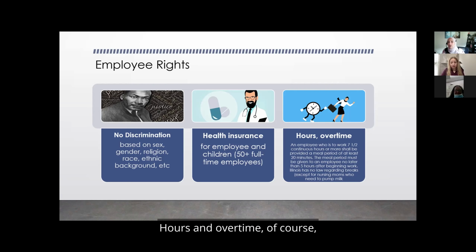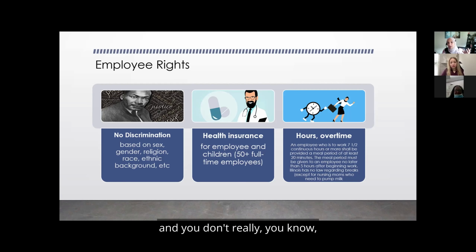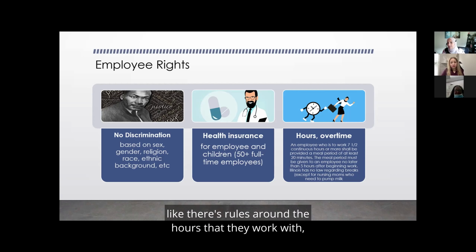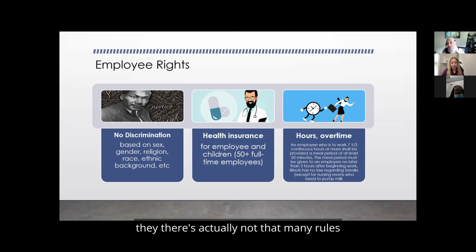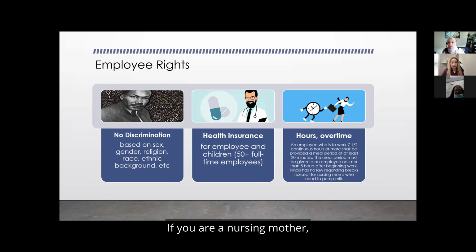Hours and overtime, of course, when it comes to independent contractors, you don't have to pay them overtime if you're the employer, and there are no rules around the hours that they work if they're an independent contractor. But for the employee, there's actually not that many rules about actual hours worked, but they just get a meal break after 7.5 hours. If you are a nursing mother, you also are entitled to breaks to pump. So that's really it, as far as breaks.